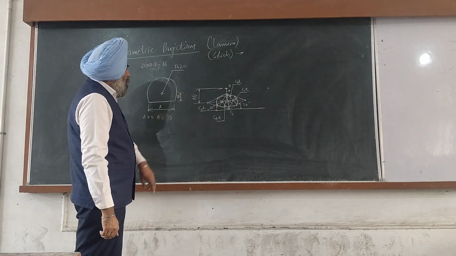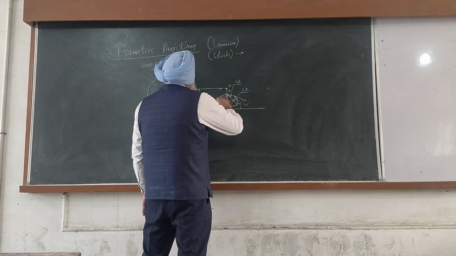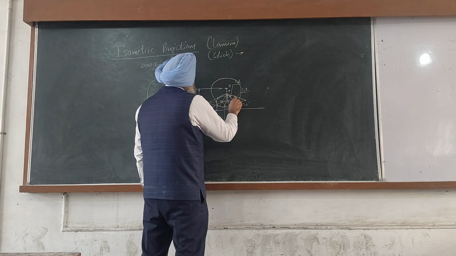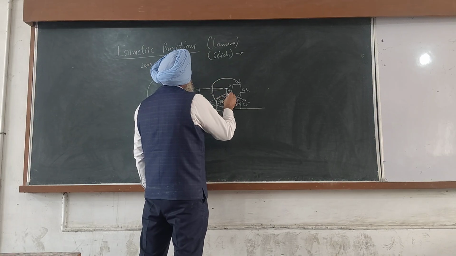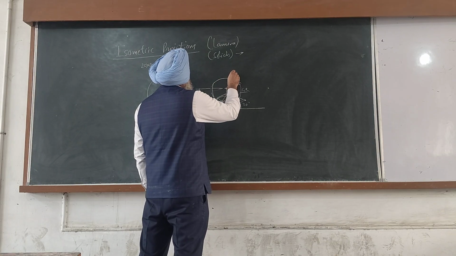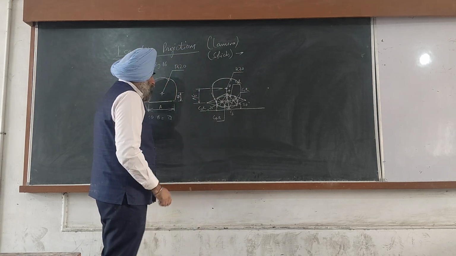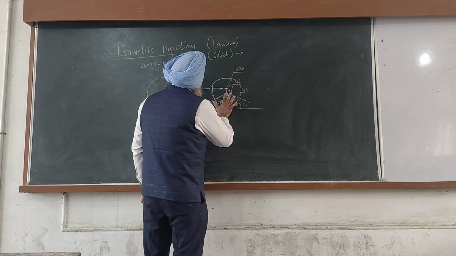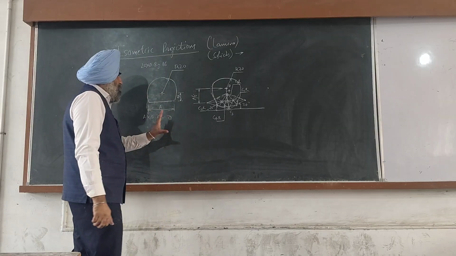Now taking O as a center, you will draw a circle having radius R20. So basically, you will have a shape like this one. You have a paperweight-like shape like this one. And again I am explaining.